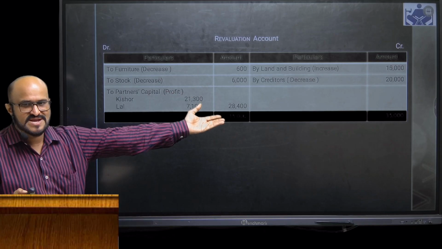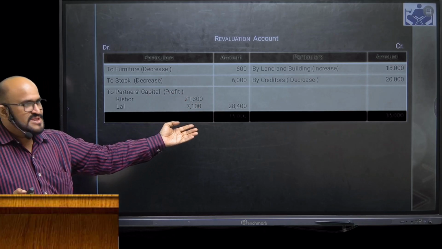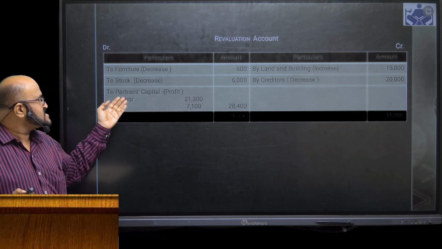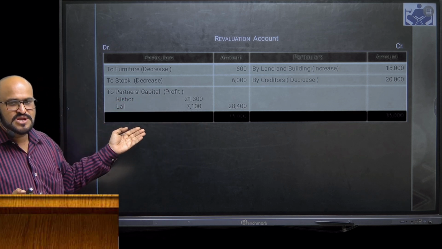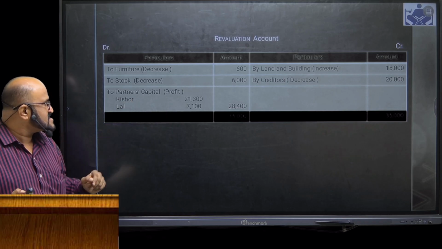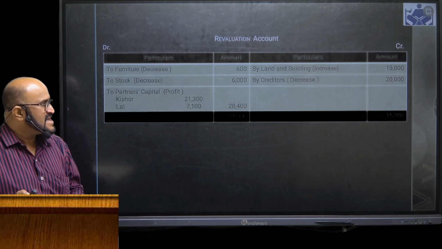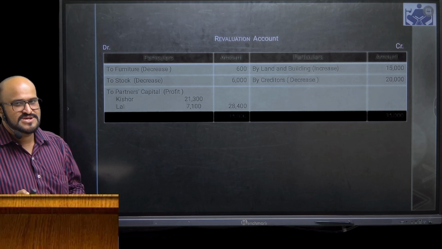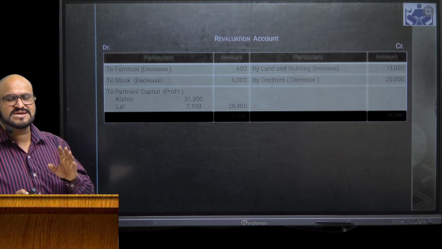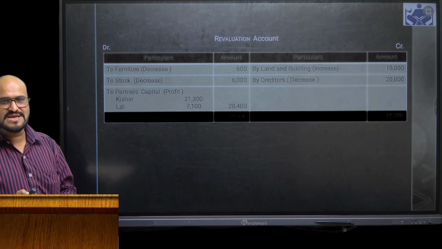So credit is bigger. That means there is a profit in the revaluation. Now this profit in the revaluation will be shared by the old partners Kishore and Lal in the old ratio 3:1. So Kishore is going to get the profit 21,300 and Lal is going to get the profit of 7,100. So children, I hope you have understood what is revaluation. It is an account which is showing only the increase and decrease in the value of assets and liability.